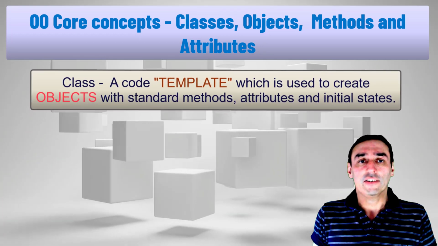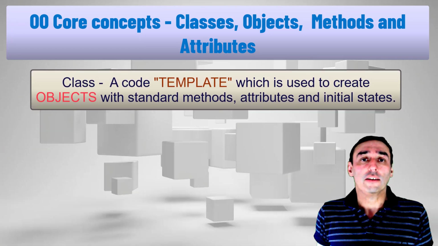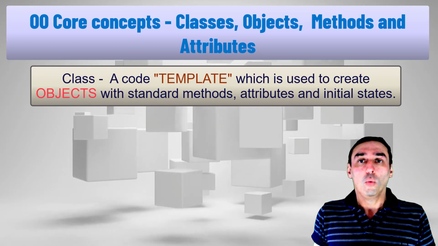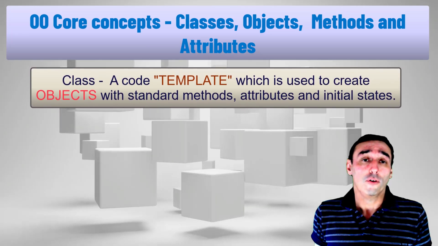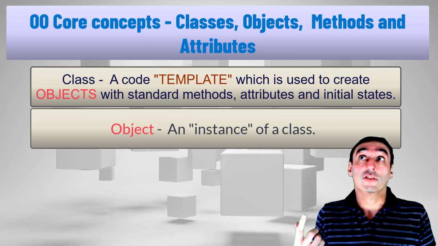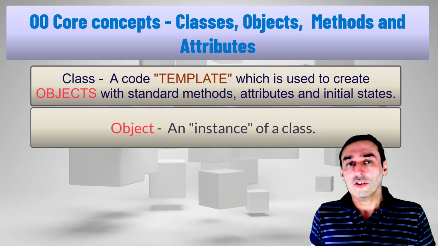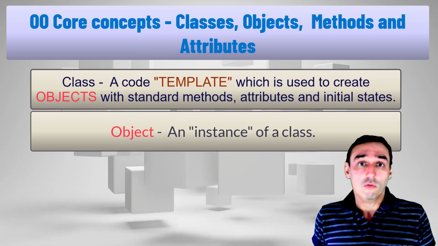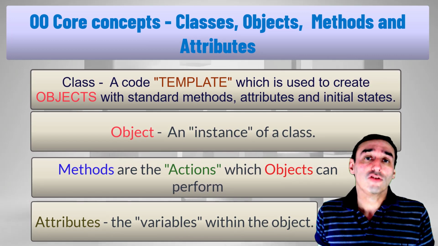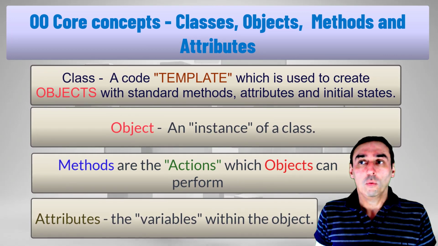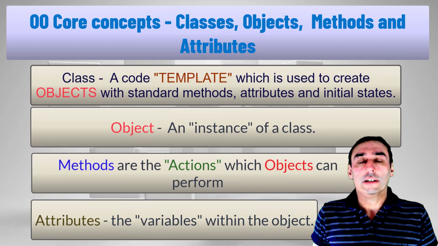So a class is kind of like a template, which has a set of standard methods, attributes, and initial states, which we apply and use to create objects. So therefore, an object is effectively an instance of a class. And within an object, you'll have many methods or actions which they can perform, and they also have attributes or properties which they contain, which we'll look at shortly.